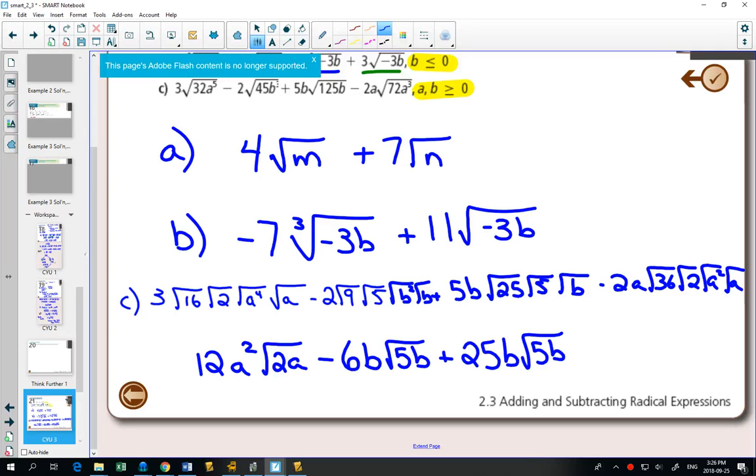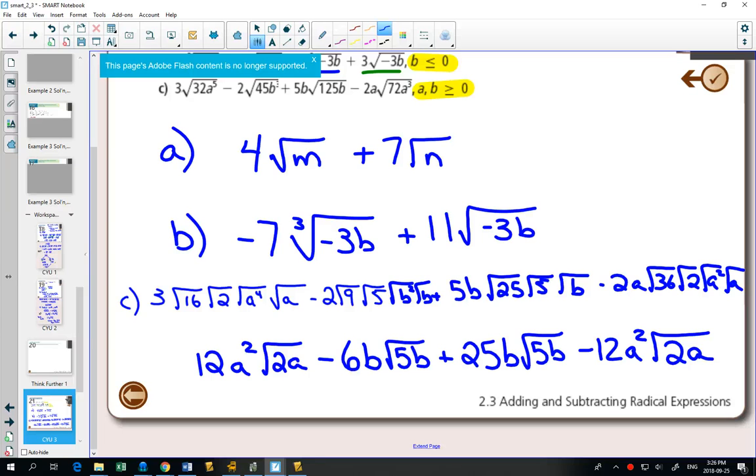Square root of 36 is 6. 6 times 2 is 12. Square root of a squared will be a. A times a squared. What's left is a 2 and an a.